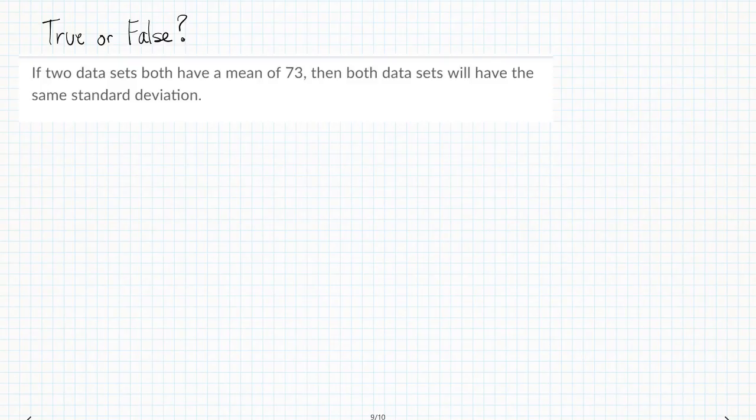Alright, so the next bit, true or false. If two data sets both have a mean of 73, then both data sets will have the same standard deviation. So let's take a look.